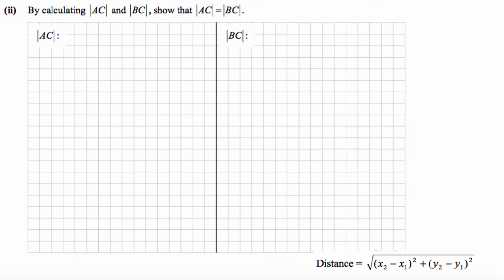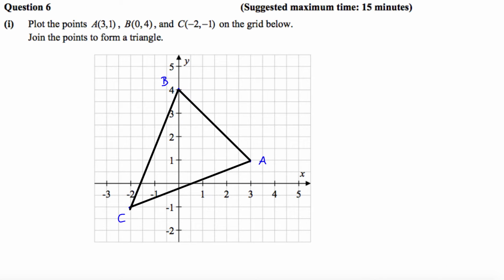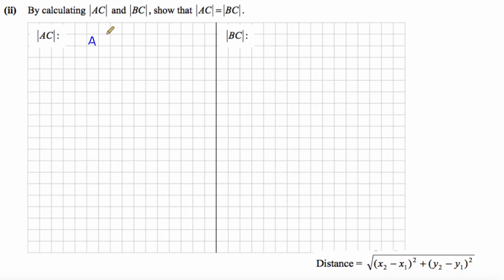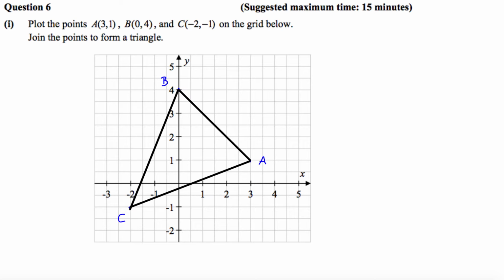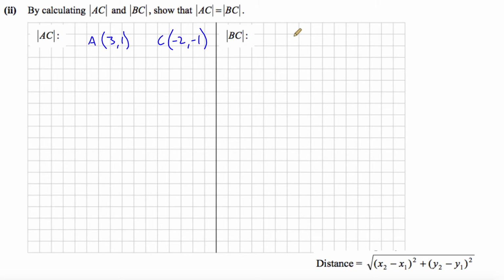So the point A is (3, 1), and the point C is (-2, -1). And then over here we're going to do the length between B and C. So the point B was (0, 4), and the point C was (-2, -1). So we're going to find the distance between these 2 points and then the distance between these 2 points and show that they are equal.